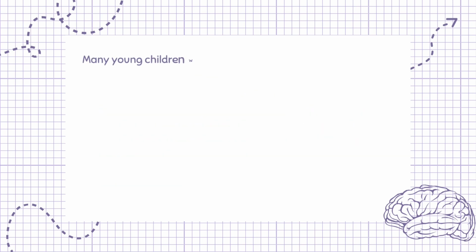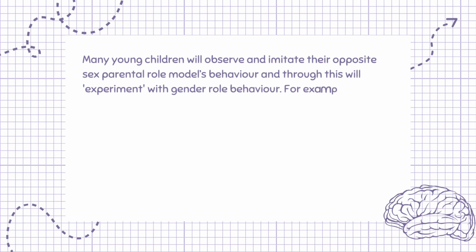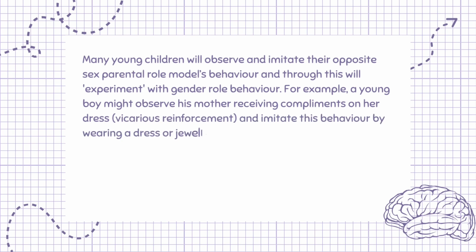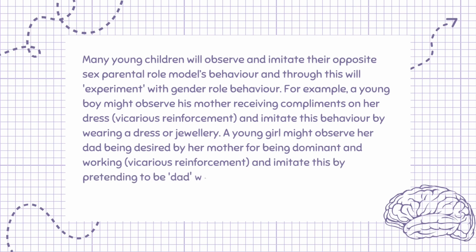Many young children will observe and imitate their opposite-sex parental role models' behavior, and through this will experiment with gender role behavior. For example, a young boy might observe his mother receiving compliments on her dress, vicarious reinforcement, and imitate this behavior by wearing a dress or jewelry. A young girl might observe her dad being desired by her mother for being dominant and working, vicarious reinforcement, and imitate this by pretending to be dad when playing games that imitate families.